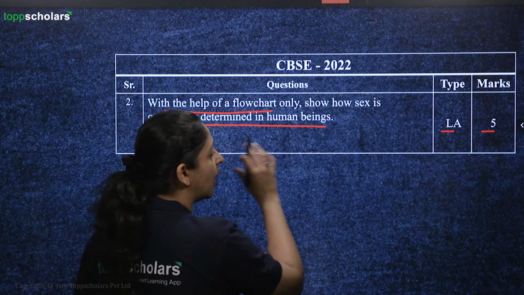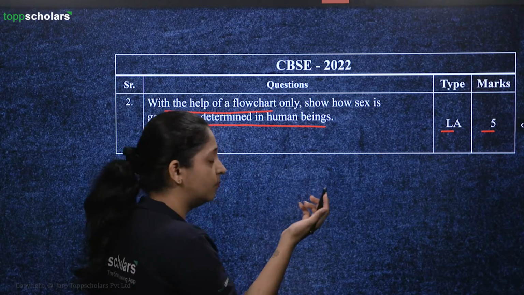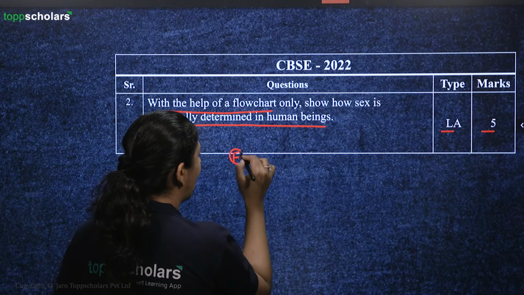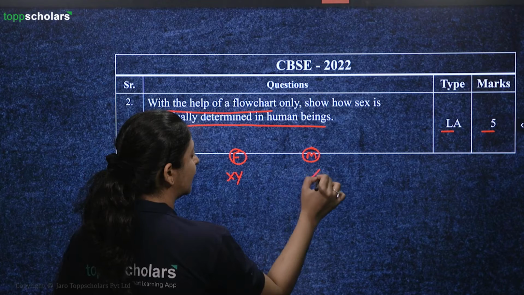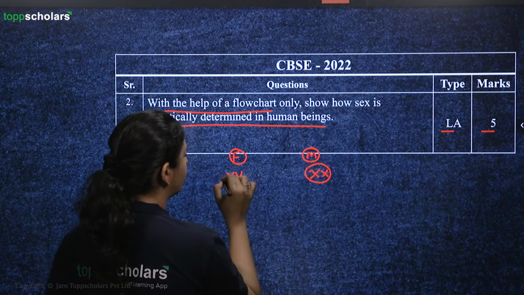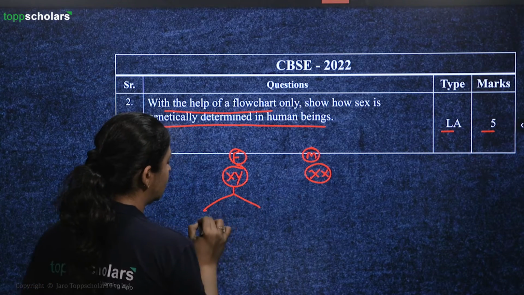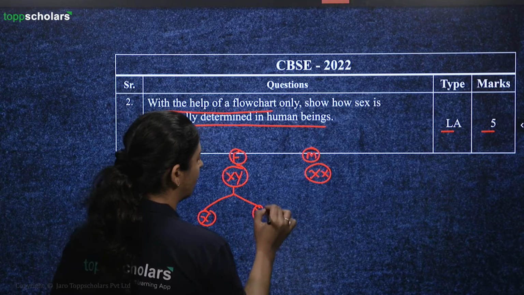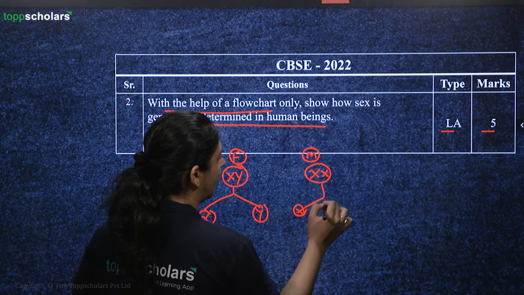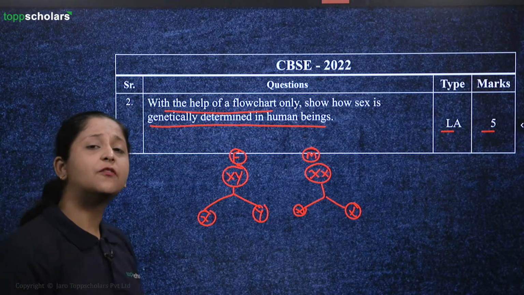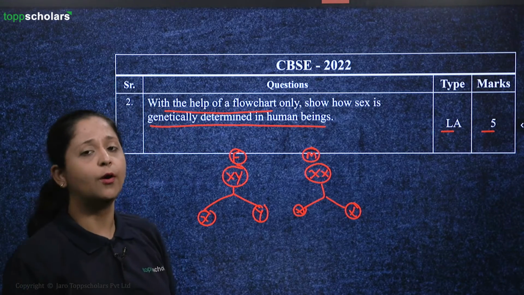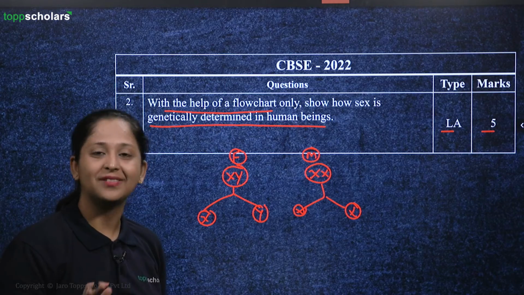Just mention, for father and for mother, you have X and Y chromosome, X and X chromosome, correct? So the gametes are X, Y, X, X. Put this into a Punnett square, you will be getting a 50% probability of having a boy or a 50% probability of having a girl.